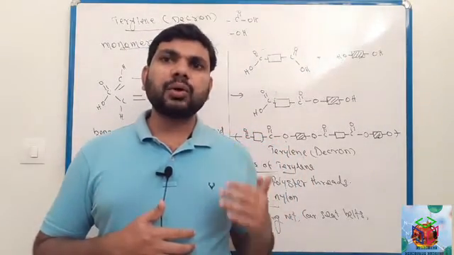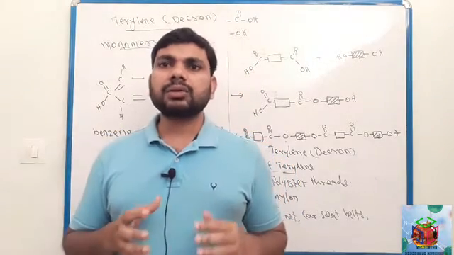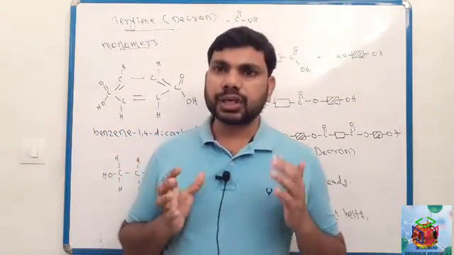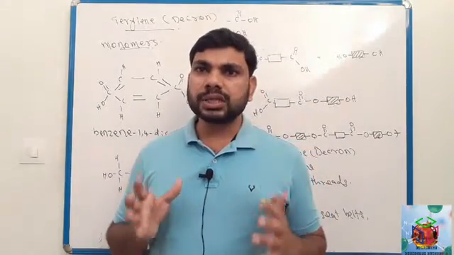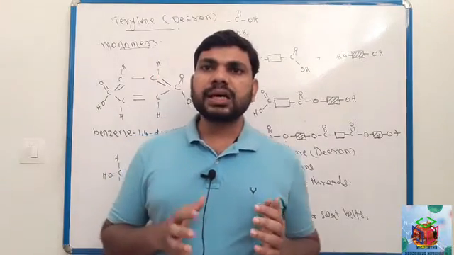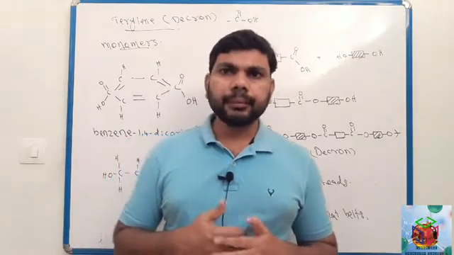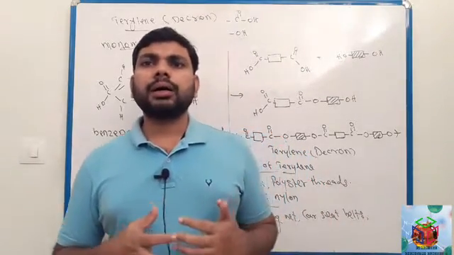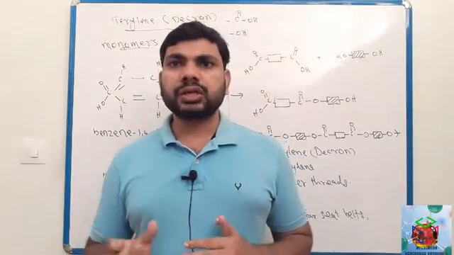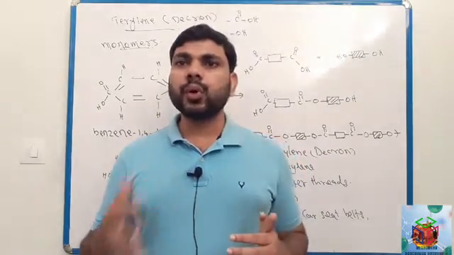Monomers of terylene or dacron: dialcohol and dicarboxylic acid. That is the monomers. The monomers contain carboxylic acid and alcohol. This carboxylic acid and alcohol react together to form ester linkage. We learned before that alcohol and carboxylic acid react together to form ester in the presence of concentrated sulfuric acid. Concentrated sulfuric acid helps to remove the water molecule.